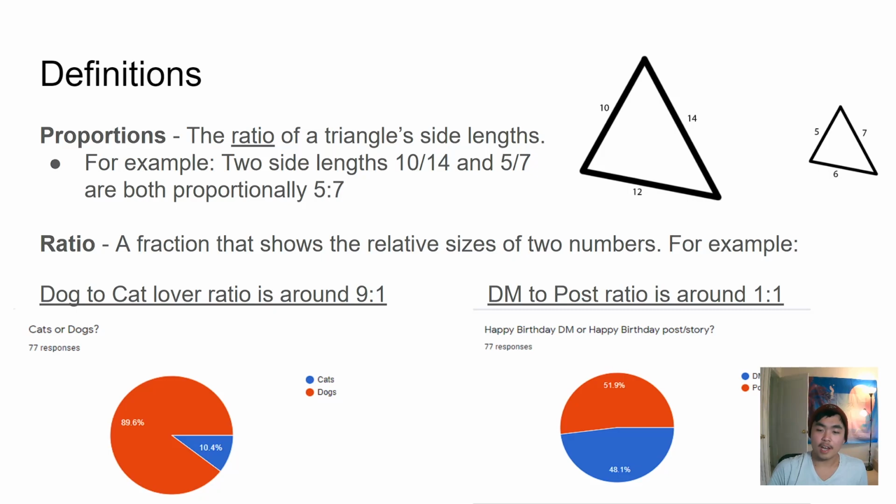And in the other one, we have DM to post ratio. I asked if it was your birthday, would you rather have a DM or a post? And that one was pretty even, 51% to 48%, if we round those numbers. That's about 1 to 1. It is a 1 to 1 ratio. For every 1 person that wants a DM, there is 1 person that wants a post.